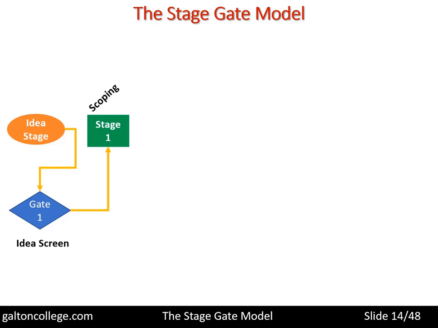Stage one is scoping. It's trying to see what's involved. What exactly is involved in this project, in this proposed project? Has the business got the capacity to do it? Is it practical? Will it fit?